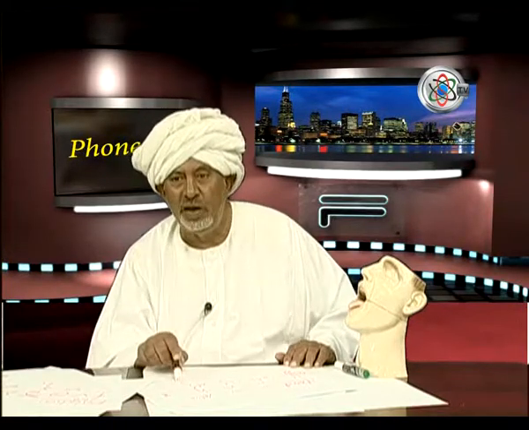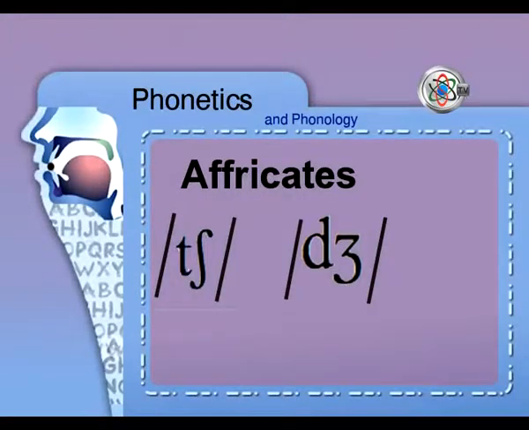And by the way, all English words that begin with the letter J are pronounced ja. The D comes before the ja. Ja, judge, jar, journey. Cha like child, church. These 2 sounds, because they have 2 sounds, we call them affricates.